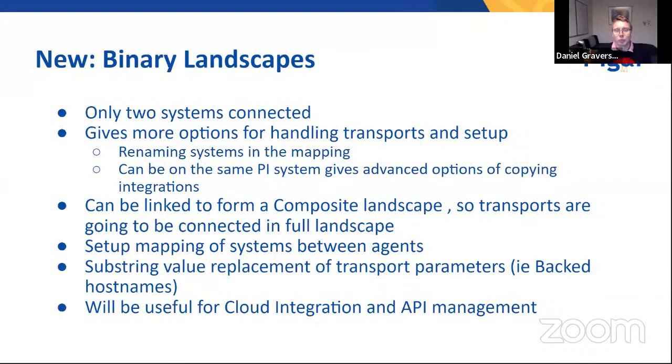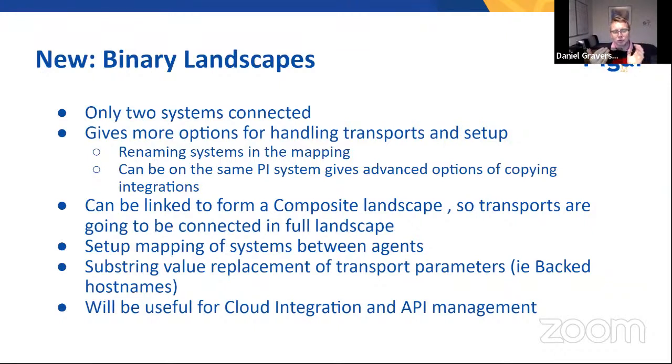So we have options. We can rename systems, and we even have an option to transport within the same system, which makes it a lot easier to copy or change configuration in the system. It can be linked, so if you have created a number of binary landscapes, they become a composite landscape, because it goes from one system to another, and then from this other system, from test to the production system. The composite is just the correlation of these systems. This makes it easier for us to navigate and ensures that tickets are kept all the way through.